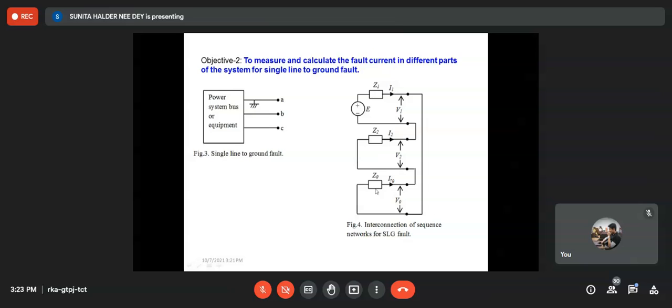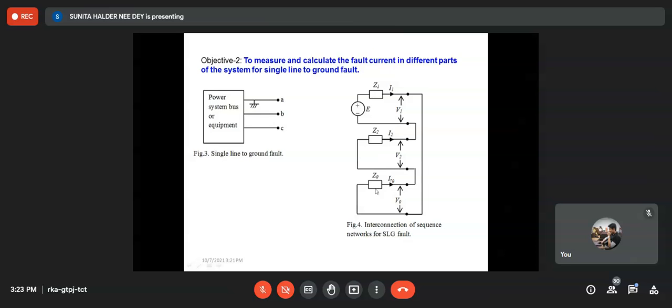Anyway, these three sequence networks are connected in series, because when we analyzed the circuit, we saw that I1 equals I2 equals I0. I1, I2, I0 are the sequence currents, and V1 plus V2 plus V0 equals 0, which is the A phase voltage. That is why this is the interconnection.